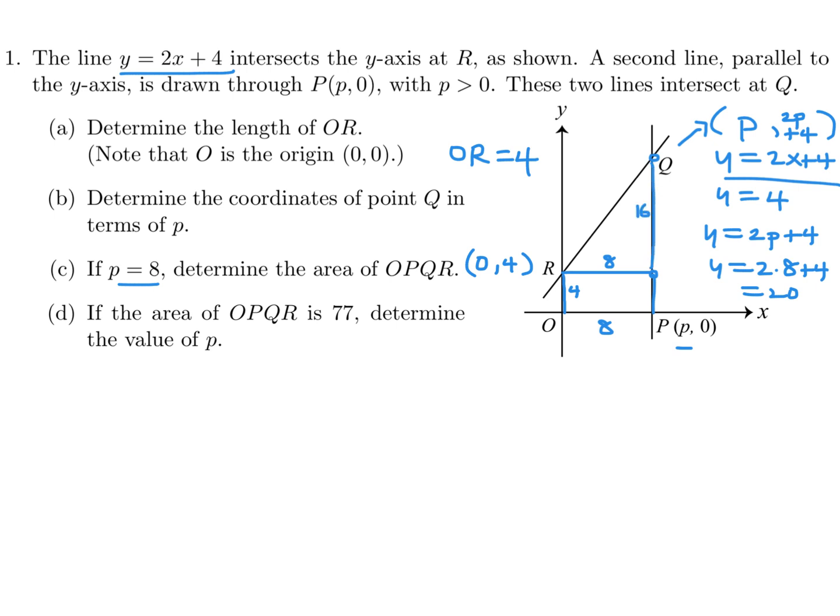So that would be 4 times 8 plus 1/2 base times height, 1/2 times 8 times 16. That's 32 plus 64, and that is 96.